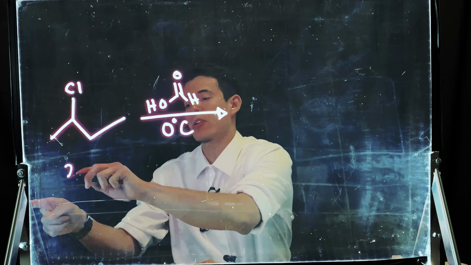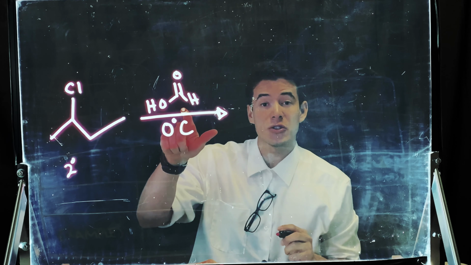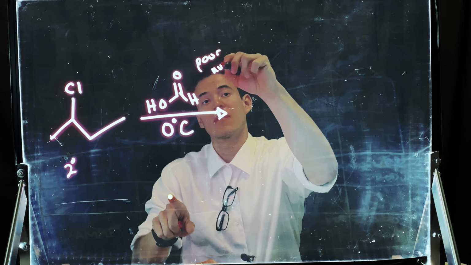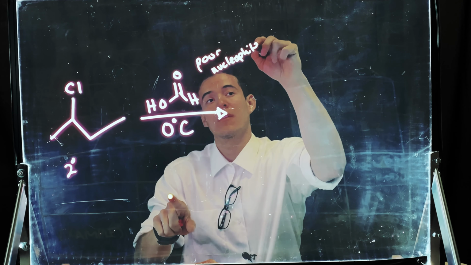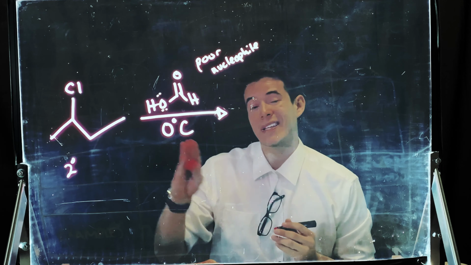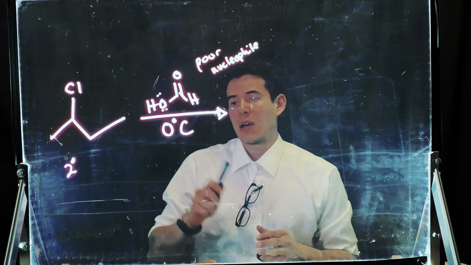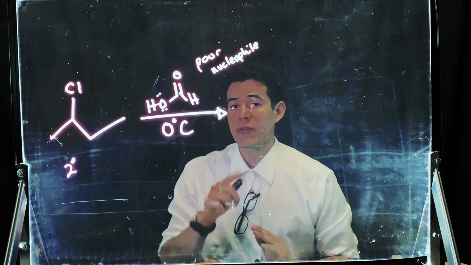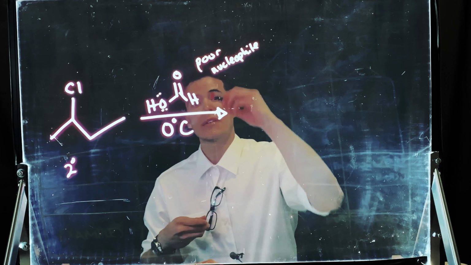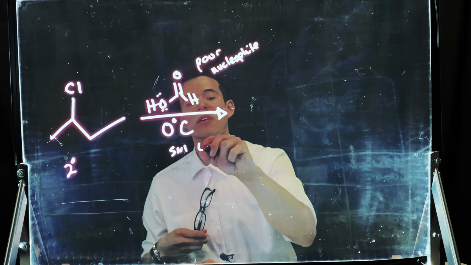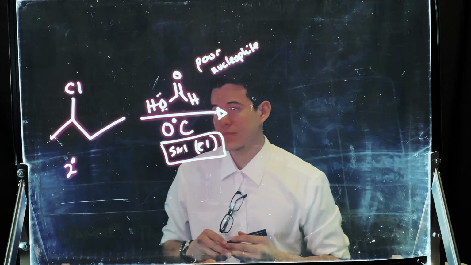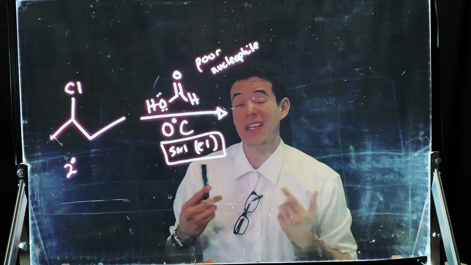So I see that this is secondary. Is this a good or a poor nucleophile? It's going to be a poor nucleophile, and we know that because this O is directly bonded to our hydrogen, so we'll only have two available lone pairs. And we see we're at 0 degrees Celsius. That's going to be a little bit different, but we'll talk about that in just a second. All right, so these are ideal conditions for doing an SN1 and E1. So let's go through the mechanism to see how exactly this works.